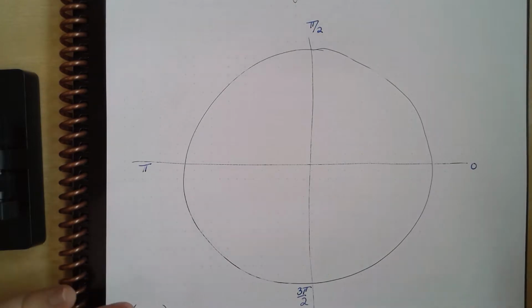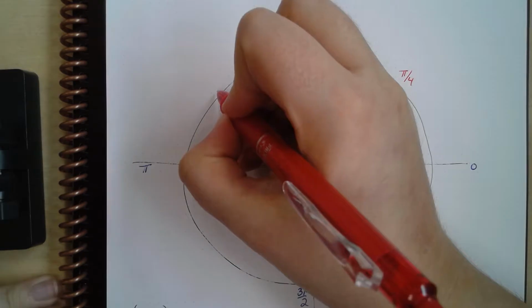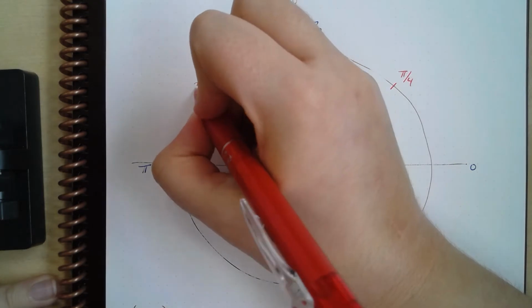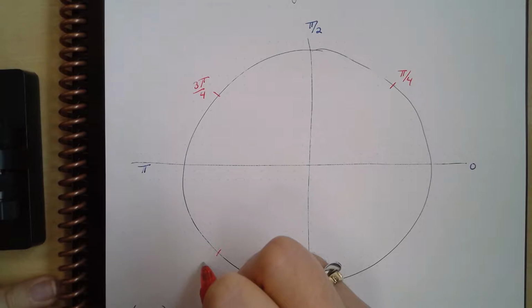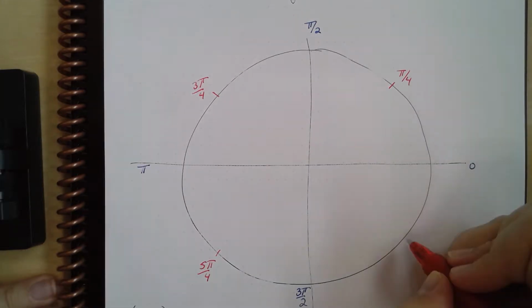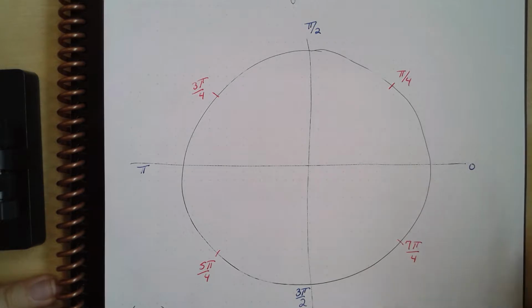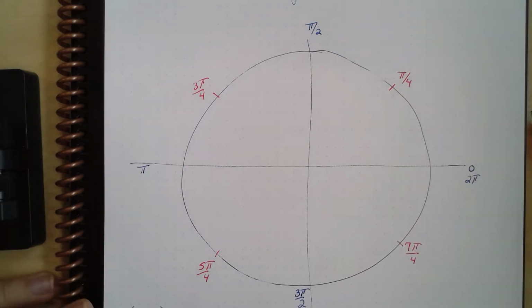You see that all right? We can also divide this into quarters. So if I measure about right here, this would be pi over 4. This is 2 pi over 4. Here we have 3 pi over 4. 4 pi over 4. 5 pi over 4. 6 pi over 4. 7 pi over 4. And 8 pi over 4, which is just equal to 2 pi. And I do want to mention here that 0 and 2 pi are located at the same point on the unit circle.